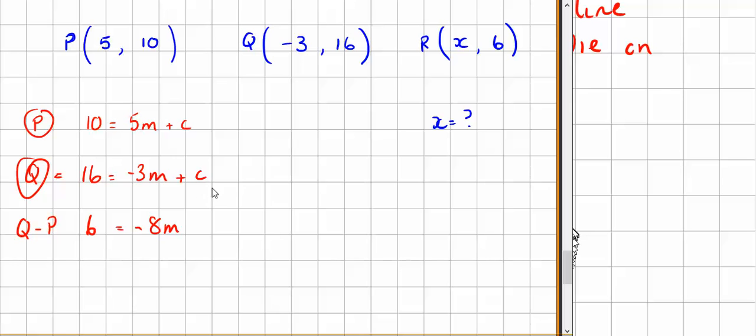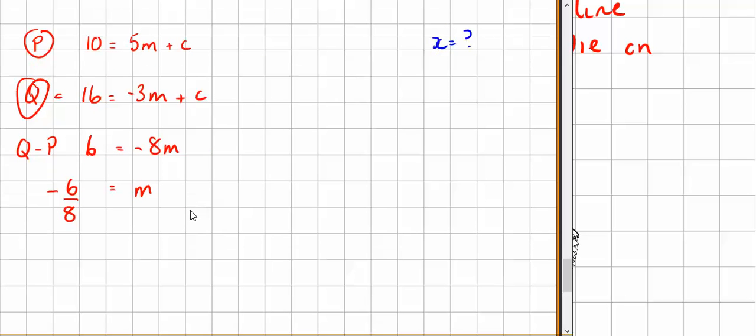Not the plus C, you got sucked in. Yeah, sorry. C's gone. Therefore, I haven't done that yet. Negative 6 equals minus 8m, so m equals negative 6 over 8. What is it even? Negative 0.75. Okay, so m is minus 3 over 4.